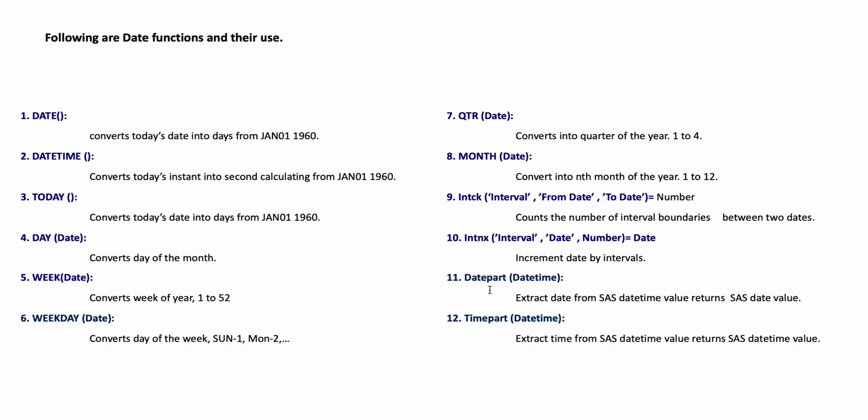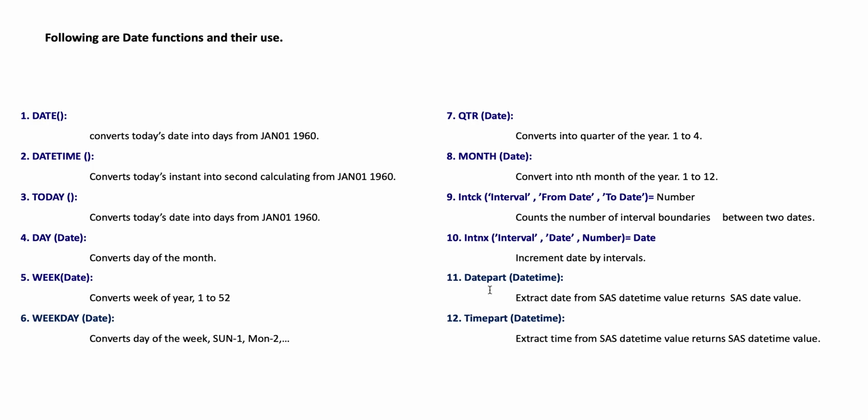Number 4, DAY(date). It returns the day of the month. Number 5, WEEK(date). It returns the week of the year. That means its value lies between 1 to 52. Number 6, WEEKDAY(date). It returns the day of the week. That means Sunday 1, Monday 2, similarly Saturday 7. That means its value lies between 1 to 7.